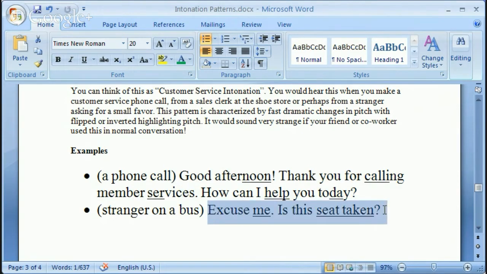Marcel, how about the last one? Excuse me, is this seat taken? Okay, that was perfect. That was very good. So you sounded very native there, Marcel.